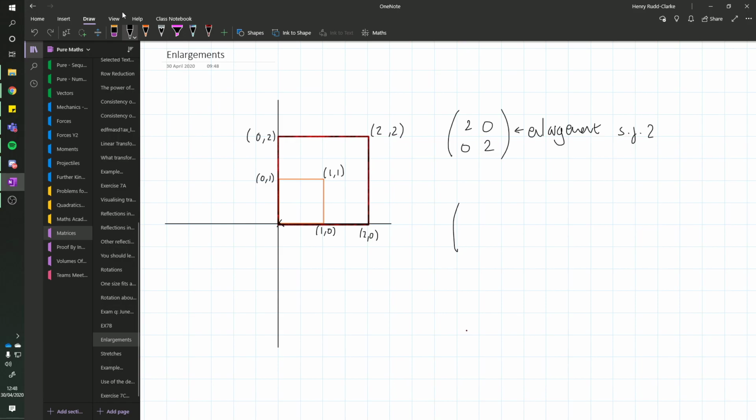So it doesn't take a great leap to work out that this would be the matrix representing an enlargement scale factor k. So that's that. That's quite simple. If you get given a matrix like this, 3, 0, 0, 3, what transformation is this? Enlargement scale factor 3, centered on the origin. Okay, the enlargements will always be centered on the origin. So there you have it with that.